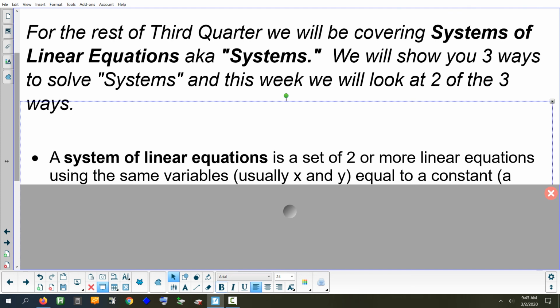Now, it's usually x and y, but if it was a word problem about, let's say I was selling adult tickets and children tickets, I may use A for adult and C for child. I could still use x and y, but a lot of times in a word problem, I try to use a letter that makes sense.